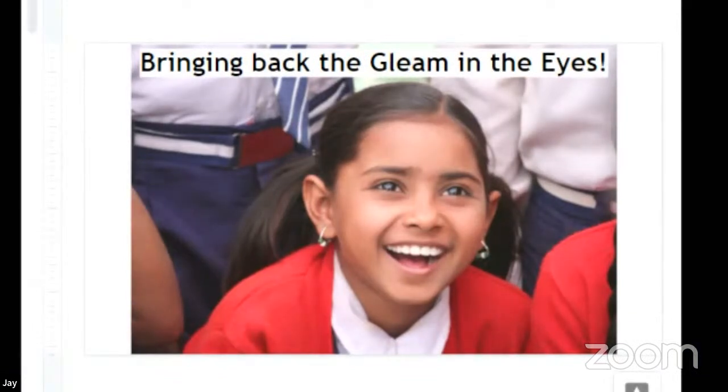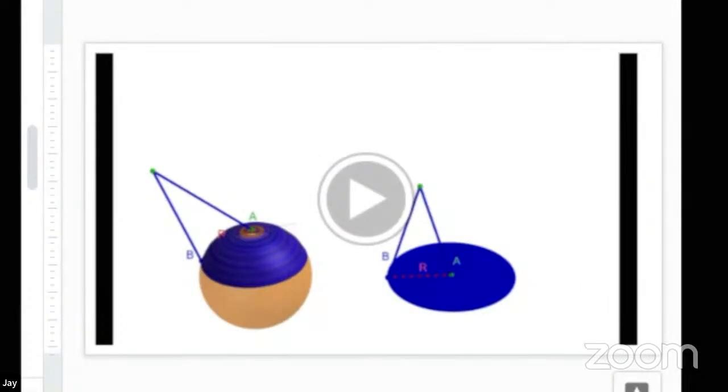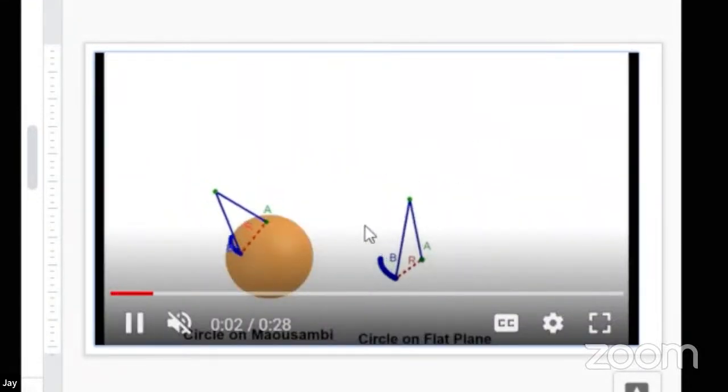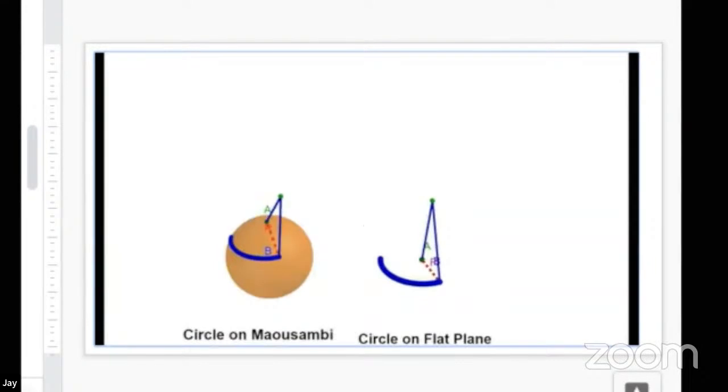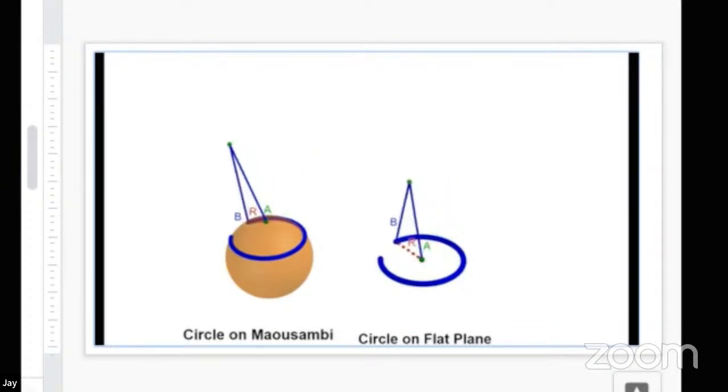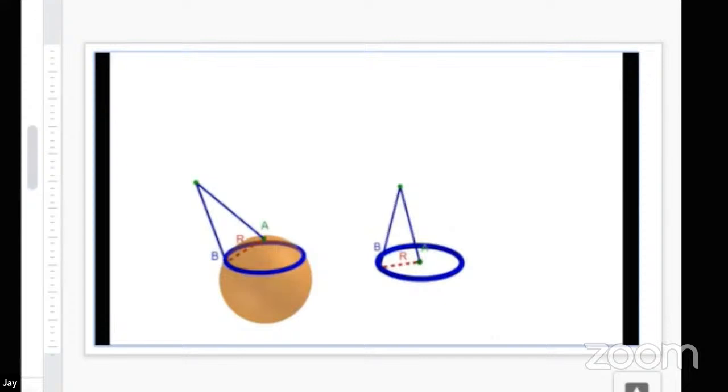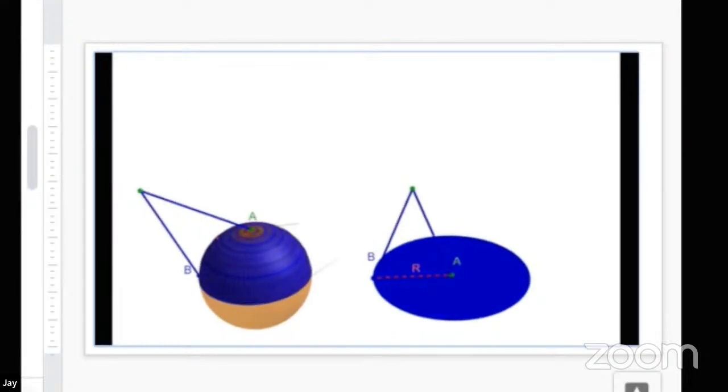Isn't it something magical? Let me repeat what I'm trying to say. Let me show you in the slides. What I'm sharing with you is that if I take the compass on the Mosambi, right, and I'll also put it on the flat ground without disturbing my compass. Both of them have the same surface area. You can go and try to calculate and prove it with geometry as well. But this is a beautiful part of it.